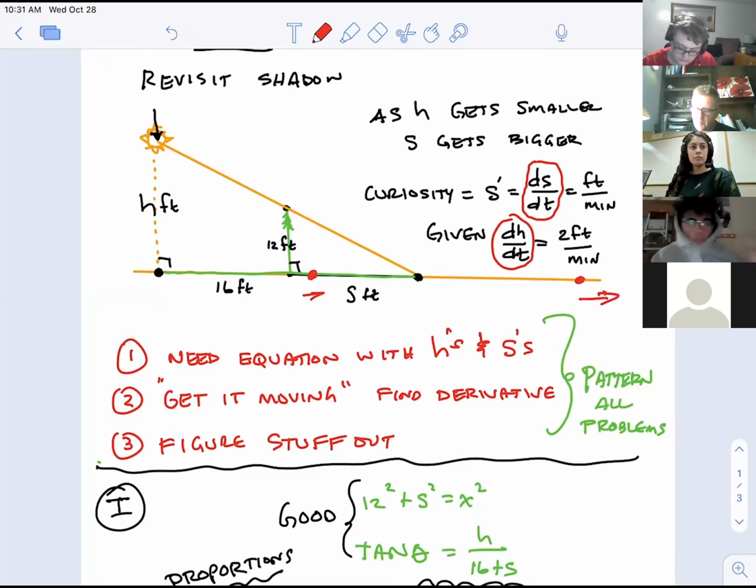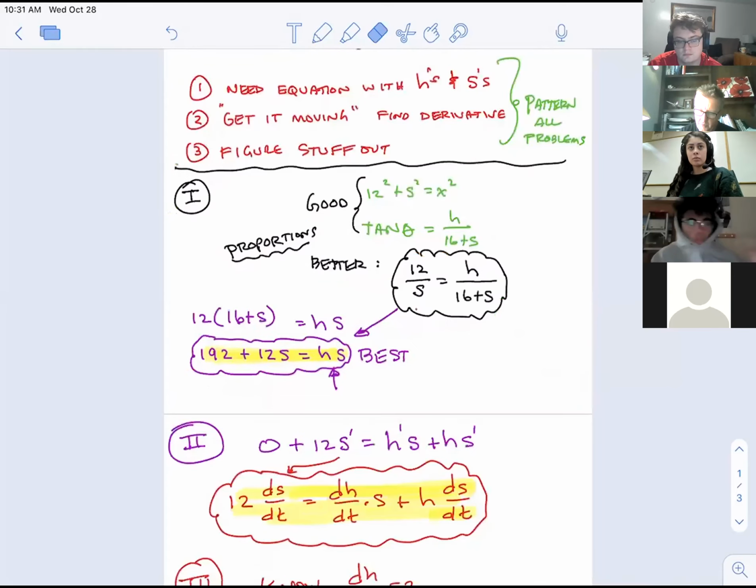So if this is a book problem, there would have to be more givens up here. It'd have to be something like given dH/dt equals 2 and S equals 9, something like that. There'd have to be more givens. But again, what I'm interested in today is to try to help you understand the concept of what we're doing. So I'm going to take a little bit bigger approach.